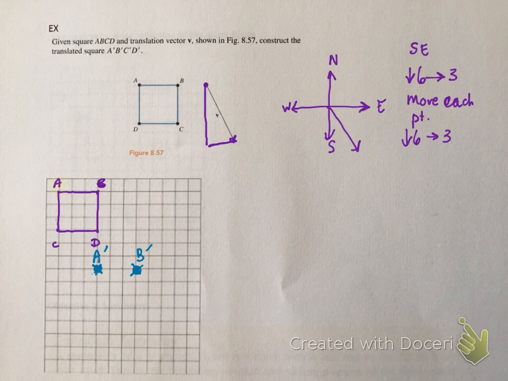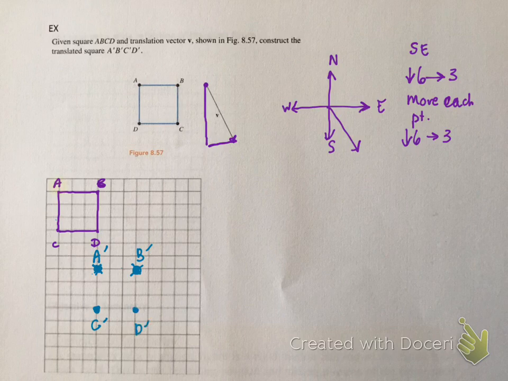Okay, I'm going to do the same thing with C and D. So I'm going to go to the original point C and go down 6. 1, 2, 3, 4, 5, 6, over to the right 3. 1, 2, 3. So this is C prime. Same with D. Down 6. 1, 2, 3, 4, 5, 6, over to the right 3.